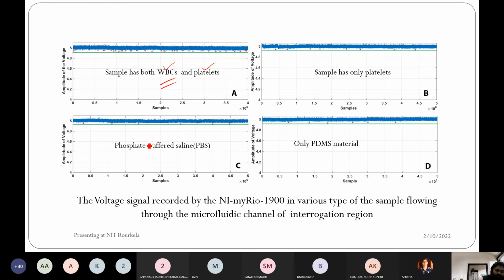Then we also tried flowing only buffer through the micro channels, to see what change of intensity takes place and whether there is any noise present. We conducted that and found not so many peaks, but something similar. And with only PDMS present, with no sample flowing and no buffer flowing, we also found a couple of similar things.